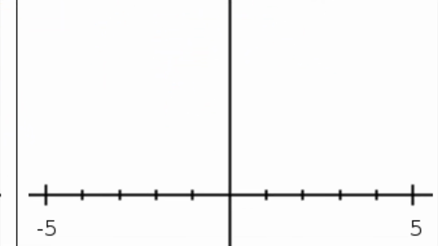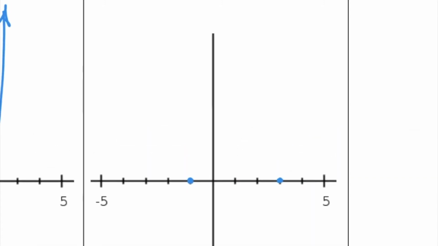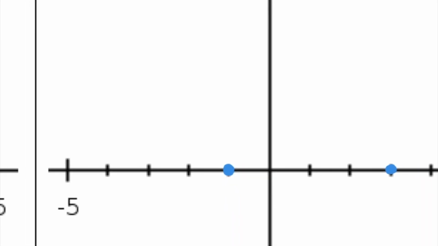And so here I'm going to graph my -1. That's where my triple root is going to be. And then I'm going to graph another x-intercept at +3. And then I am going to draw that shape here that kind of looks like this. And so here's my y-intercept at -3.